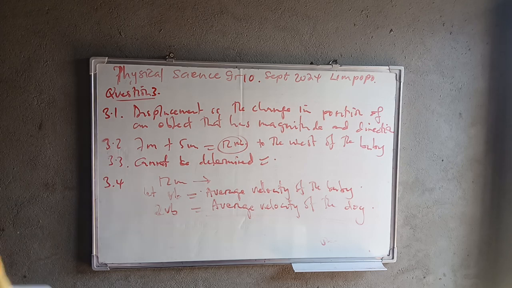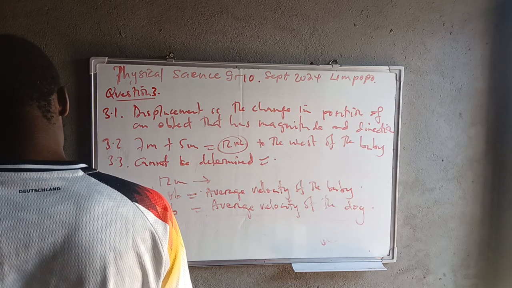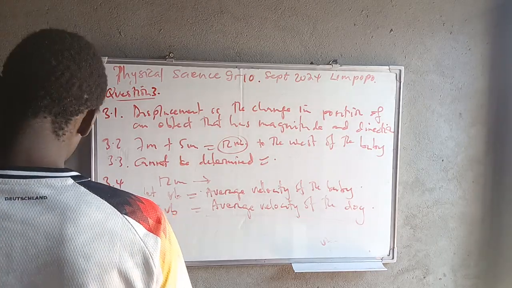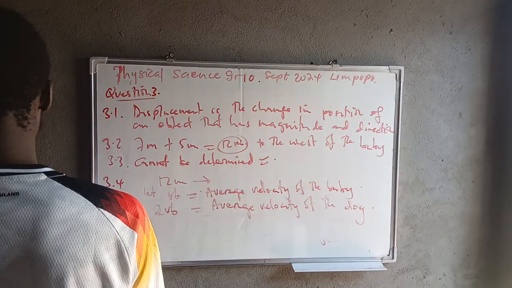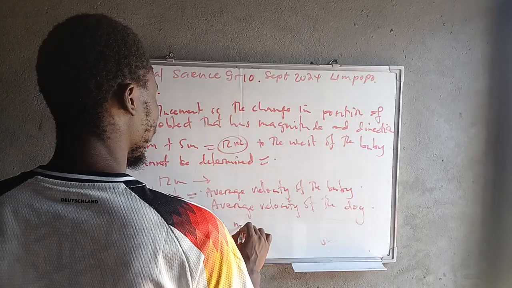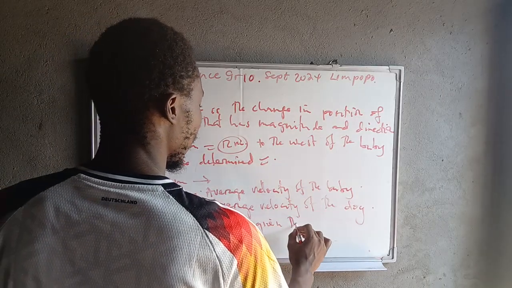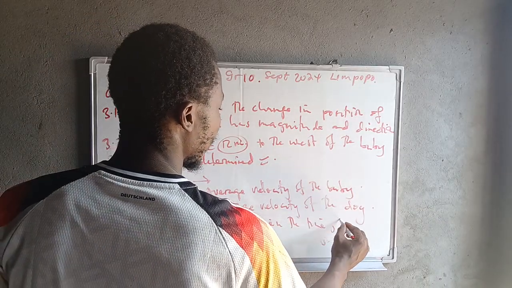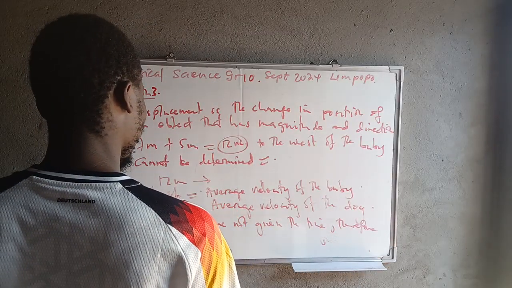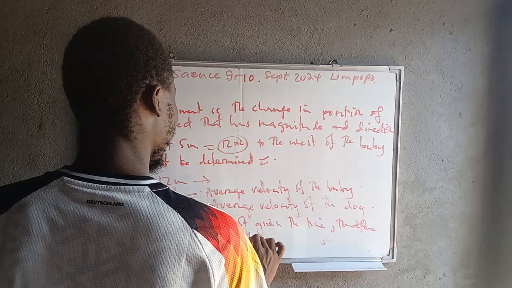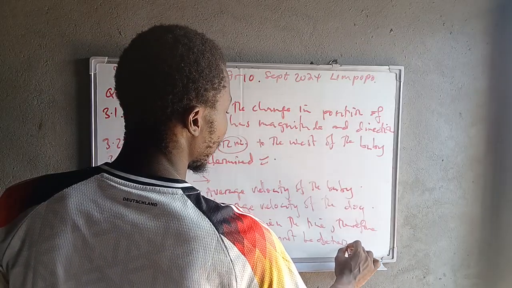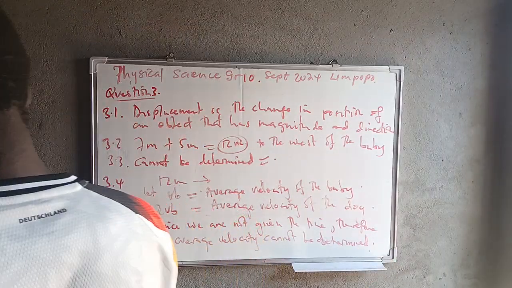That means now we can say again, we are not given the time. So since we are not given the time, therefore the average velocity cannot be determined because we are not given the time, right?